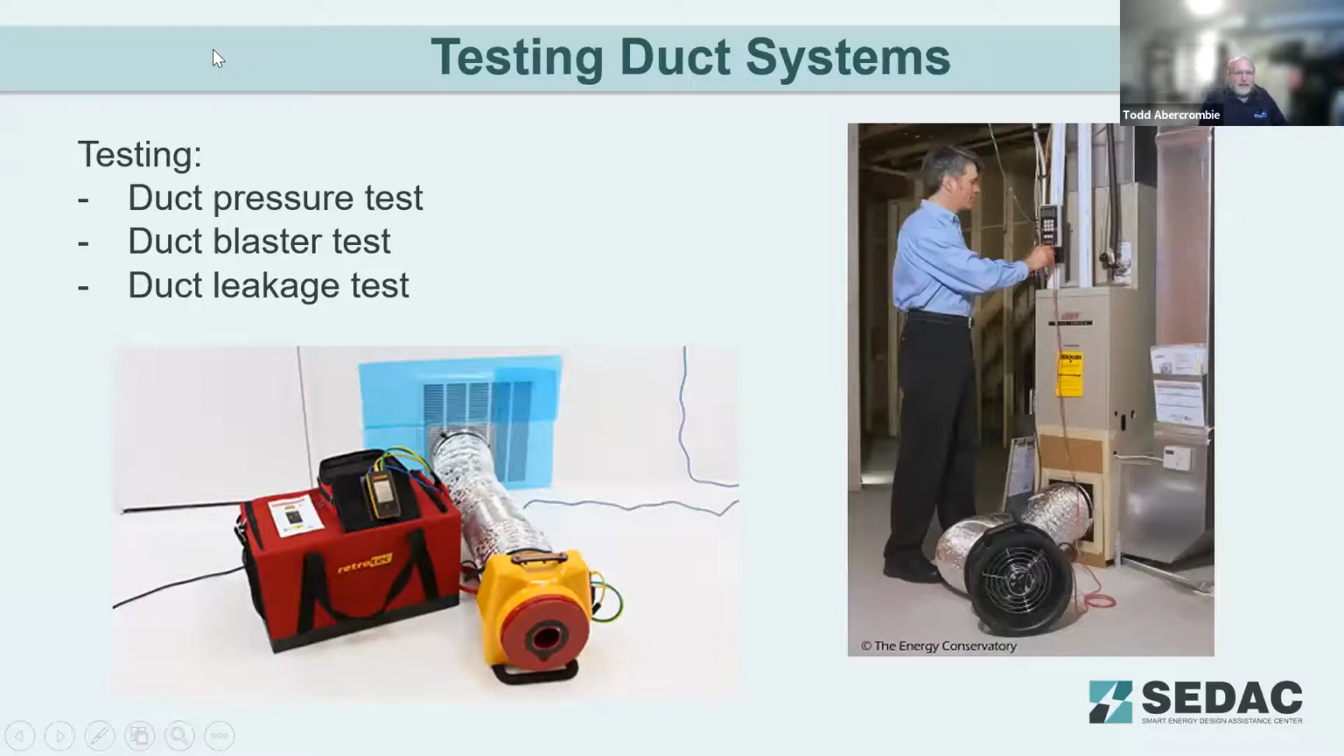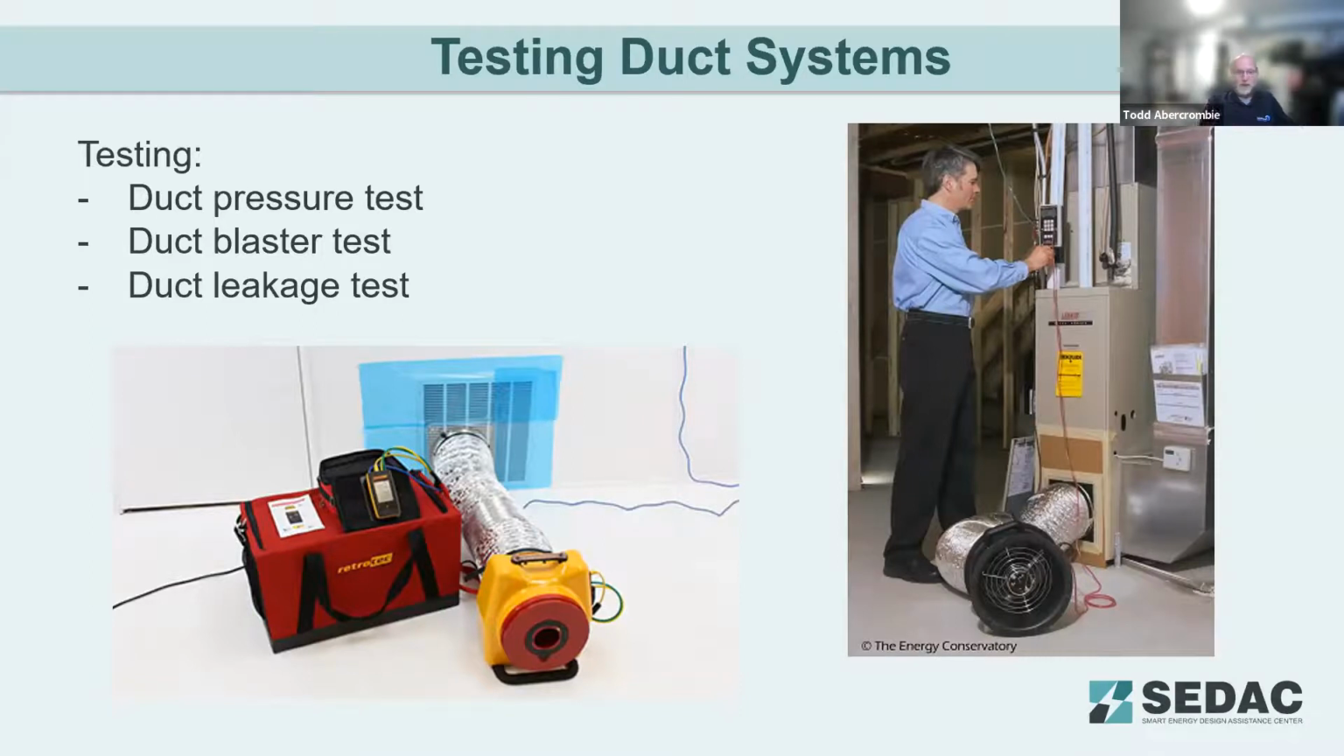Duct testing systems, the term, I find contractors have a lot of different terms for the test. Duct pressure test is probably the most common one, but duct blaster test and duct leakage test are also used. On the lower left side on the screen there is the RetroTech duct tester, which is a good system for using on residential. And then in comparison, the Energy Conservatory version is on the right. They're basically like small versions of blower doors. Both companies have blower door systems. They also have duct testing systems.